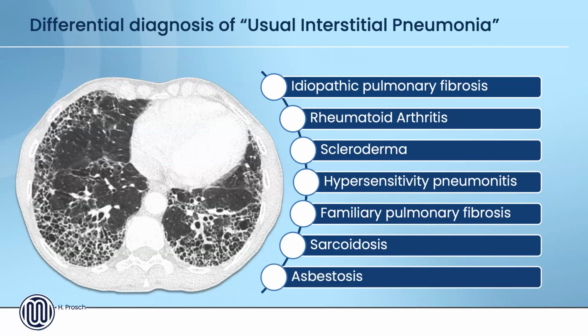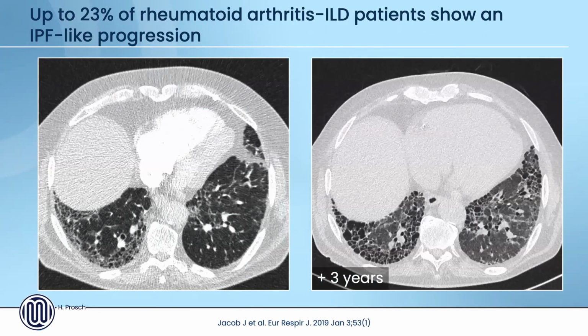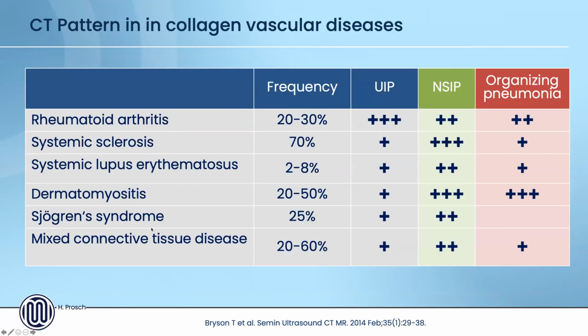And importantly, this is something we see quite often in patients with rheumatoid arthritis, this progression. Many patients with rheumatoid arthritis show an IPF-like progression. And a risk prognostic factor for progression is the presence of honeycombing. The problem is that these patterns are not helpful when it comes to determining the underlying rheumatological disease.